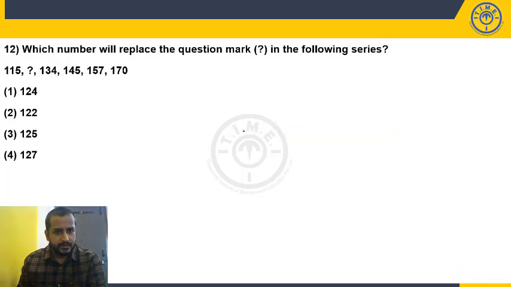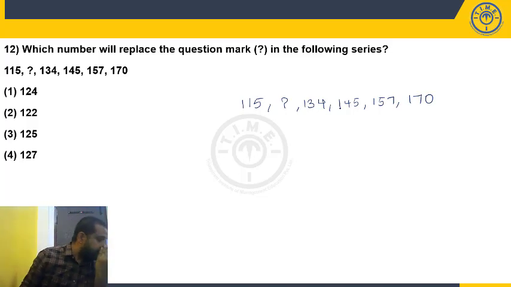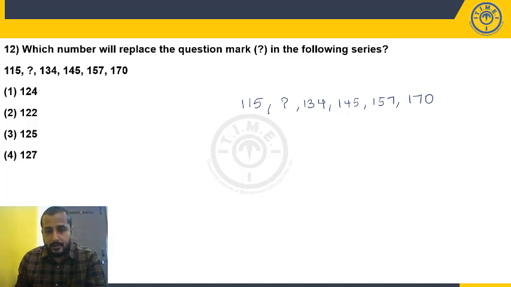Next, look at these numbers. 115, 134, 145, 157, 170. What are these numbers? Increasing slowly or rapidly? Slowly. There is a small jump. Let's see the pattern. 13. How much is it? 12. How much is it? 11. Don't know. We need to find these two.